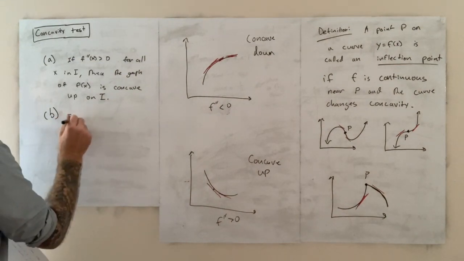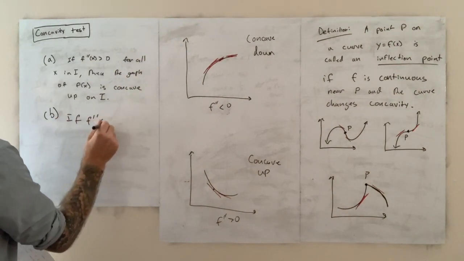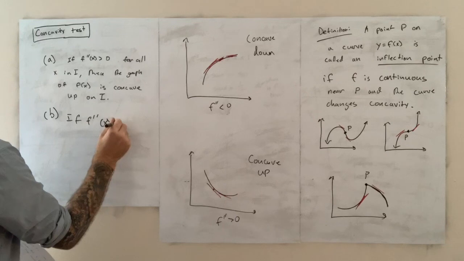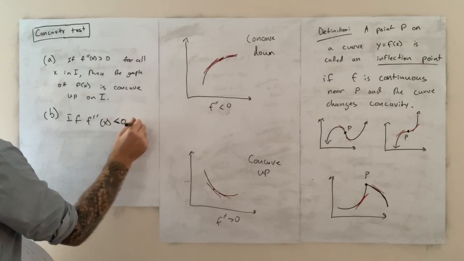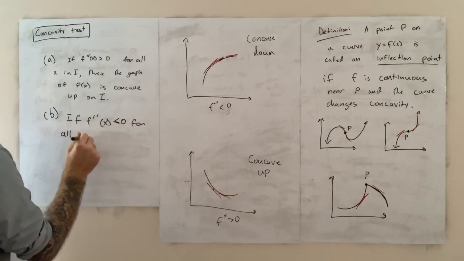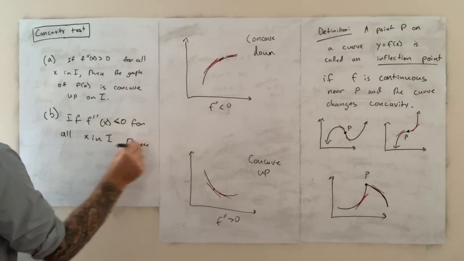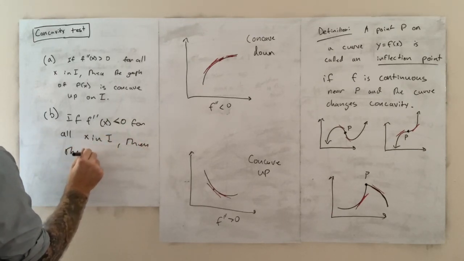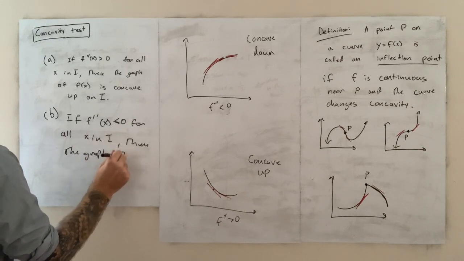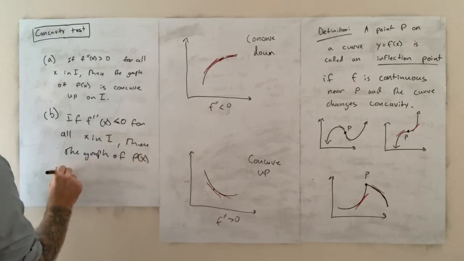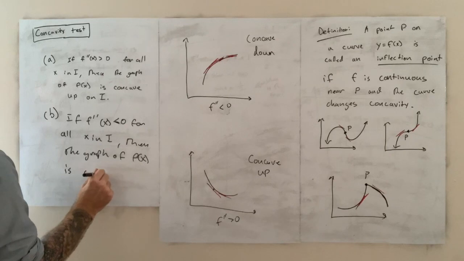And then if the second derivative of f is less than 0 for all x in I, then the graph of f of x is concave down.